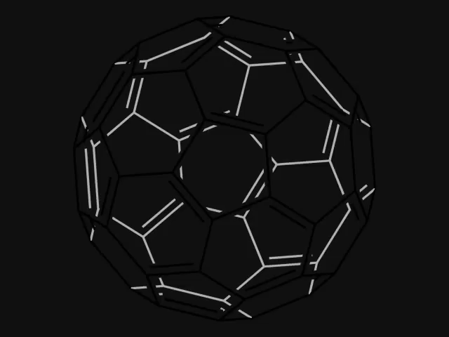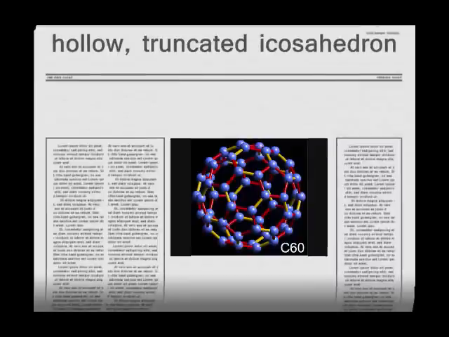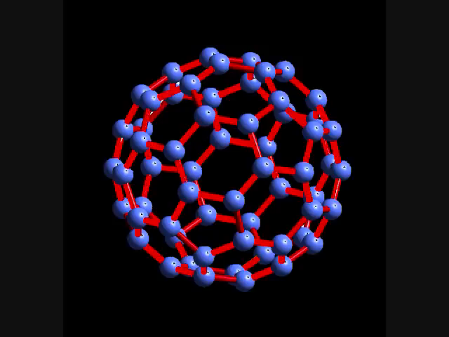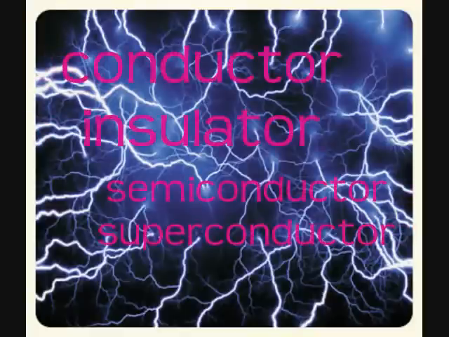Buckminster fullerene is a different kind of carbon molecule. It has 60 atoms and looks like a hollow truncated isohedron, which translates to a soccer ball. It has interlocking pentagons and hexagons. Little is known about Buckminster fullerene, but it can be a conductor, insulator, semiconductor, or superconductor of electricity.